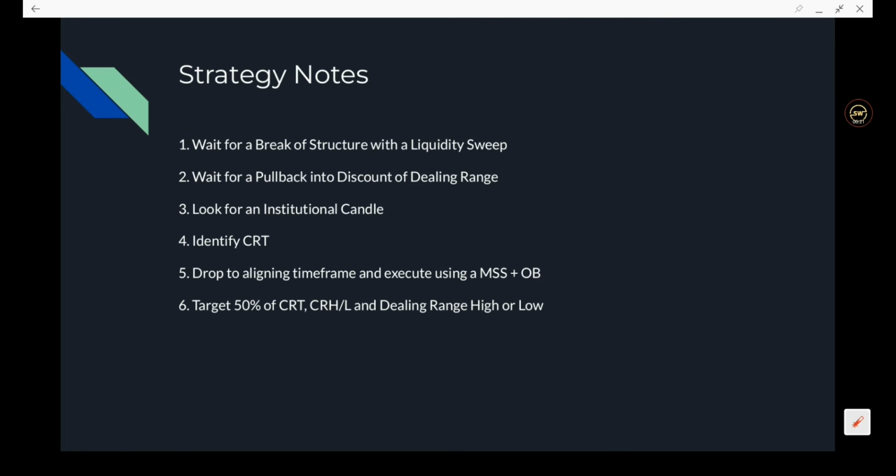The strategy notes: the first is we wait for a breakout structure with a liquidity sweep. The second is we wait for a pullback into discount or premium of the dealing range. Then we look for an institutional candle. Then we identify the CRT, and then we drop to an aligning time frame and execute using a market structure shift plus an order block. I'll show you the entry model as well, and we'll target 50% of the CRT candle range high or low, and the dealing range high or low.